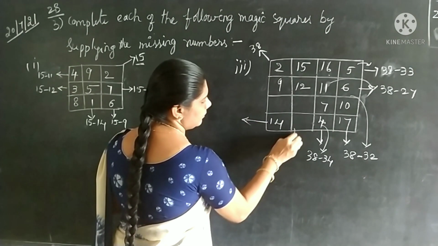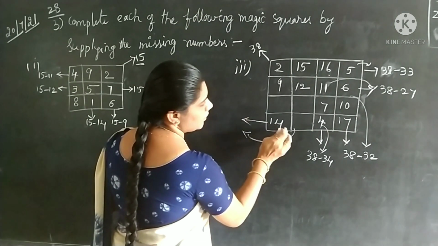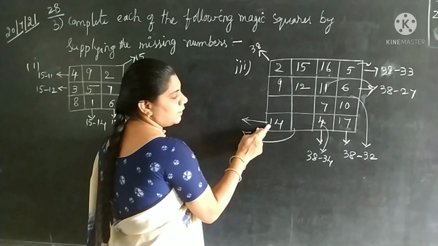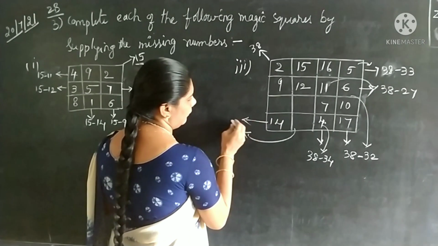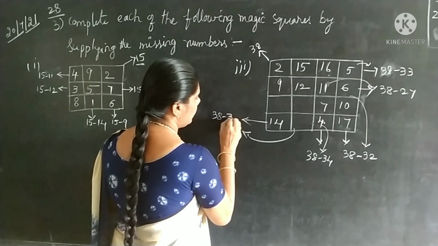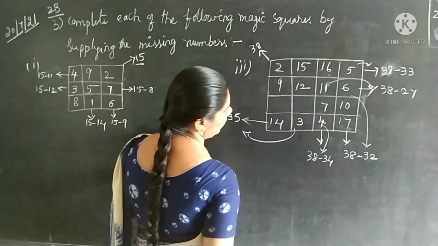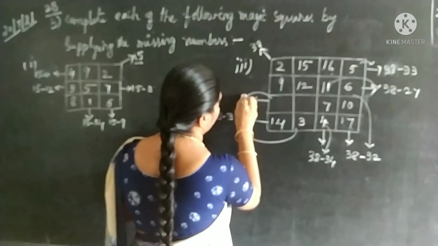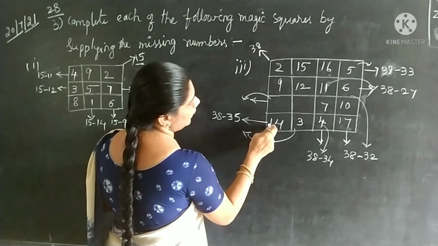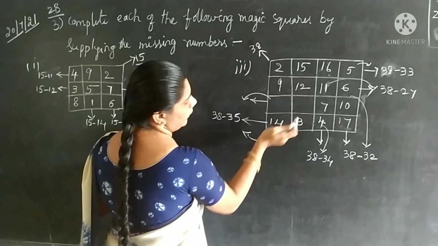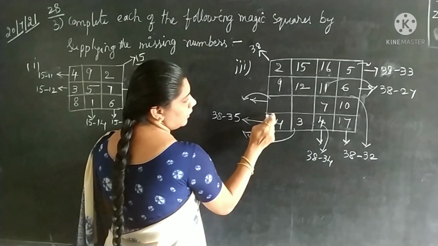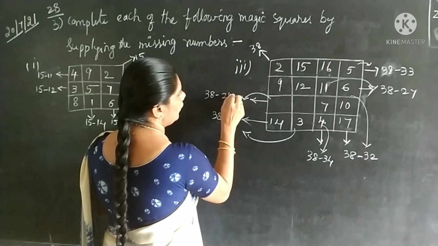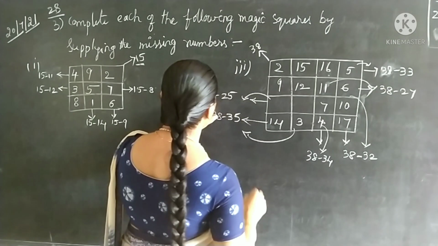Okay. Now fill this row. I am writing here. And now see, this one is 7. 17 plus 4, 21. 21 plus 14, 35. 38 minus 35 you get here. Okay. Now we have to fill this one. 9 plus 2, 11. 11 plus 14, 25. So 38 minus 25. How much do you get here? 13.